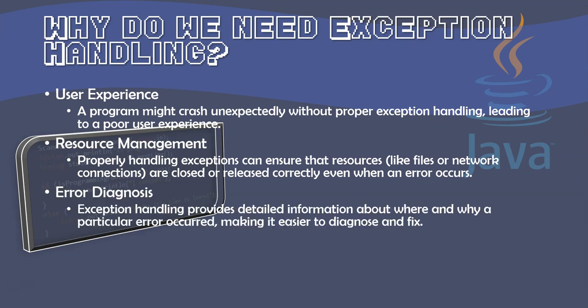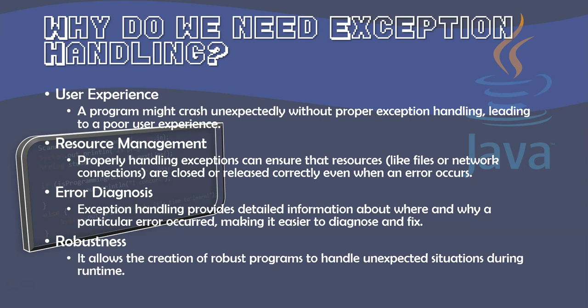Error diagnosis. This is a huge one. Exception handling, by its nature, gives us detailed information about where and why a particular error has occurred, making it a lot easier to diagnose and fix. We don't have to comb through our program with a bunch of print line statements or tracing and stuff like that, because we can use exception handling to say, hey, it was triggered by this particular thing. How do we handle it?